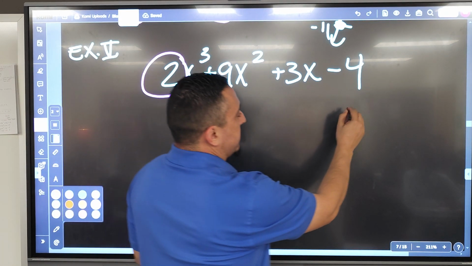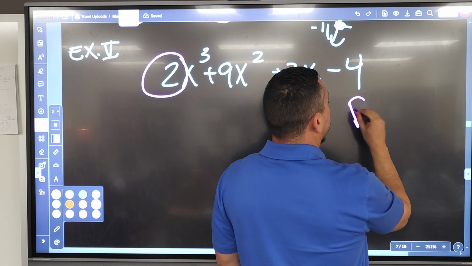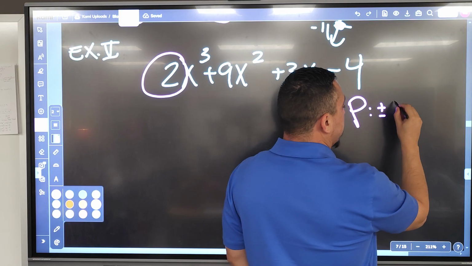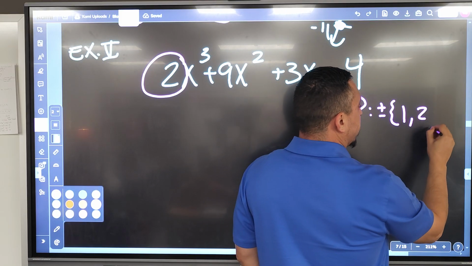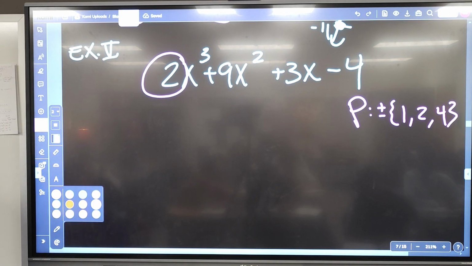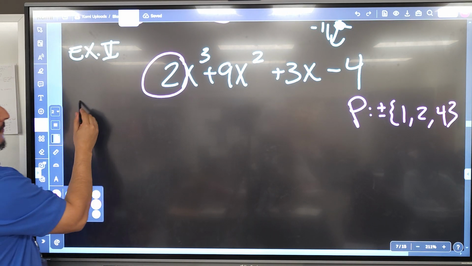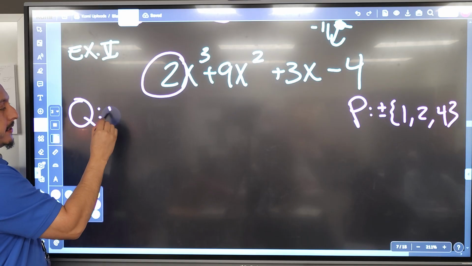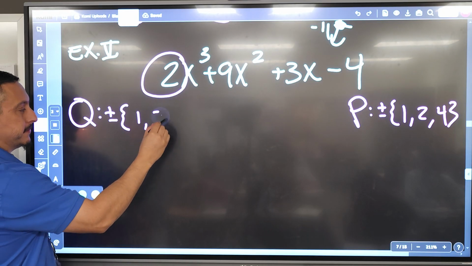So let's think of these. This one is p, so plus, minus, 1, 2, and 4. Right, those are the numbers I can multiply to 4. For q, the numbers that multiply to 2 are 1 and 2. And that's it.